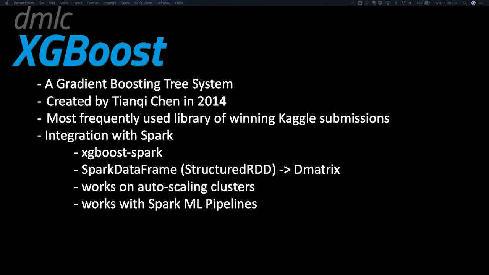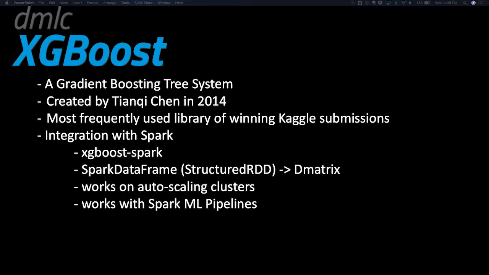The other competing tool here is XGBoost. Spark ML's GBT and DMLC's XGBoost are, from what I've seen in the field, two of the most frequently used libraries for GBM. And XGBoost in particular is one of the most frequently used libraries for winning Kaggle submissions. It has been integrated with Spark, so there is a package out there called XGBoost Spark, and if you leverage Databricks, there is an ML runtime that has it pre-installed out of the box, ready to use.